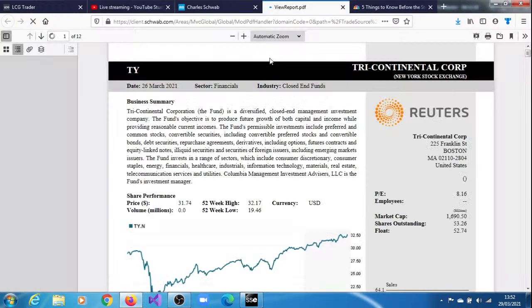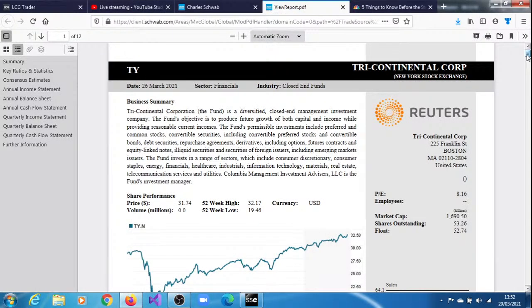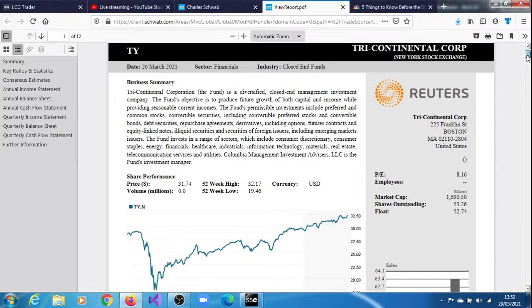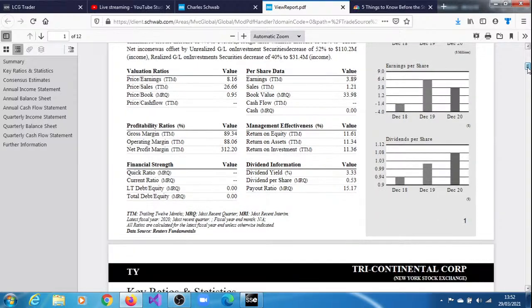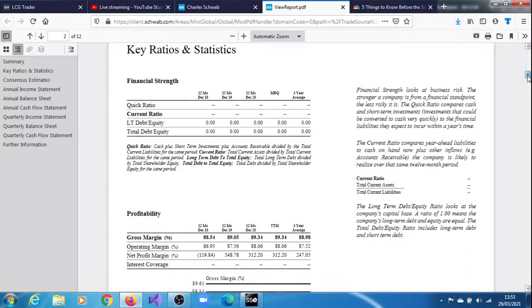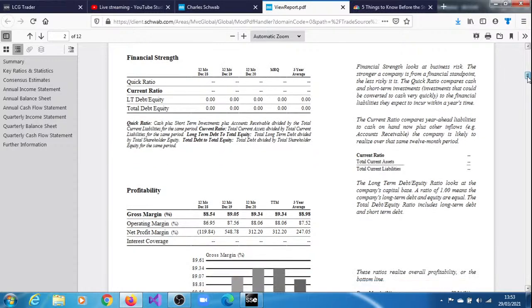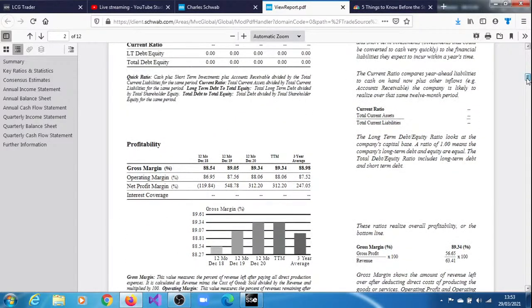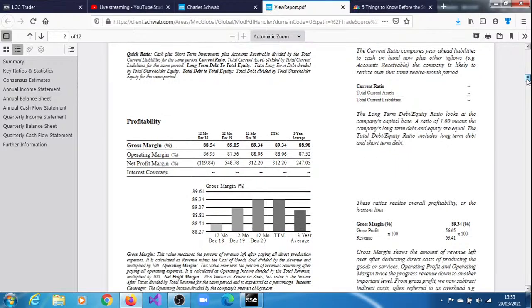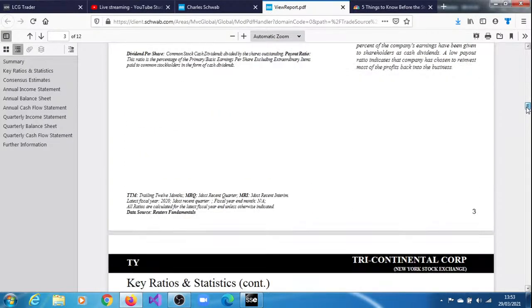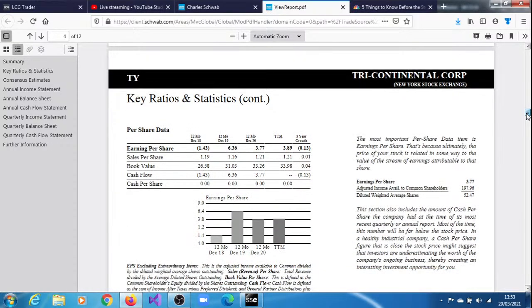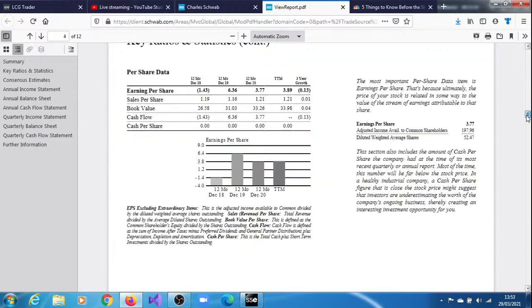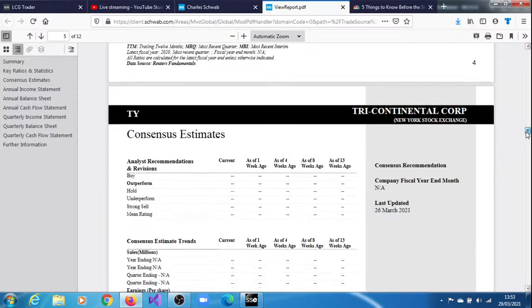Yeah, TY, that's what we're looking at right now. So Tricontinental, the fund is a diversified management investment company. The fund aims for future growth while providing reasonable current income. I don't know if you have had a look at this yourself, if you have come across this report. Sometimes they don't write notes on this. This is a Reuters report. Mostly a lot of figures.